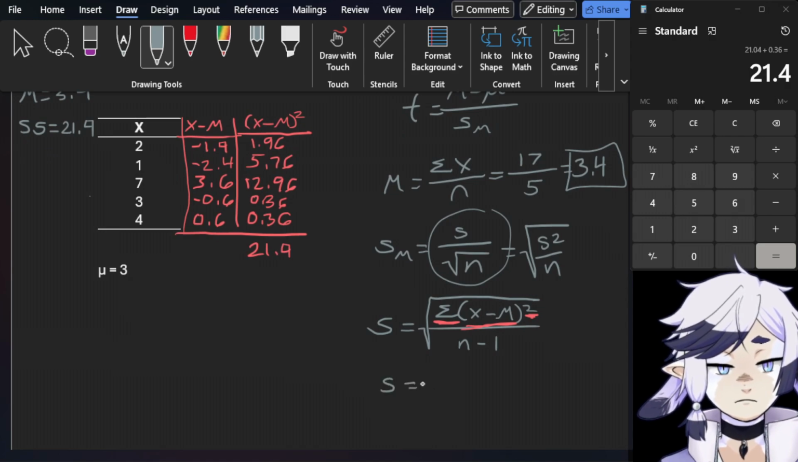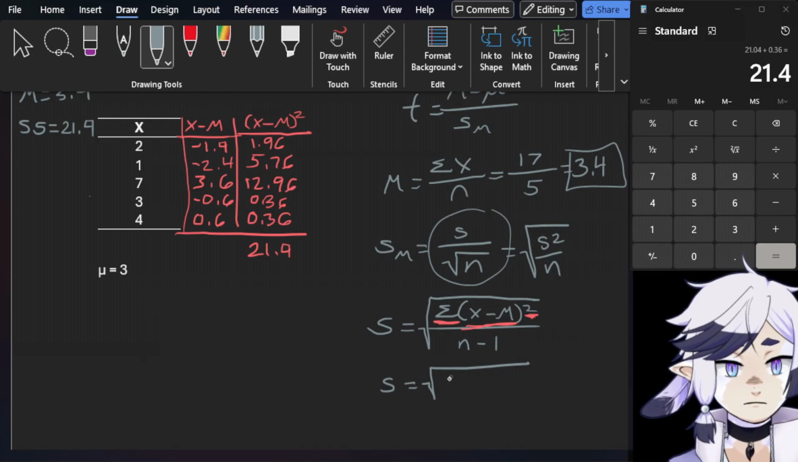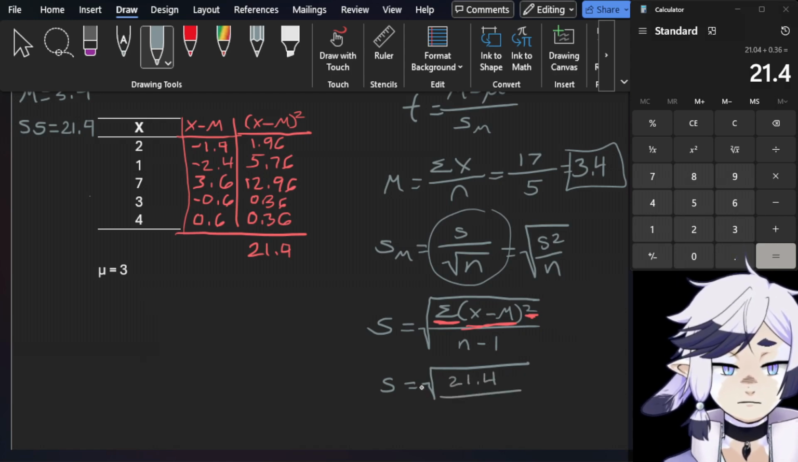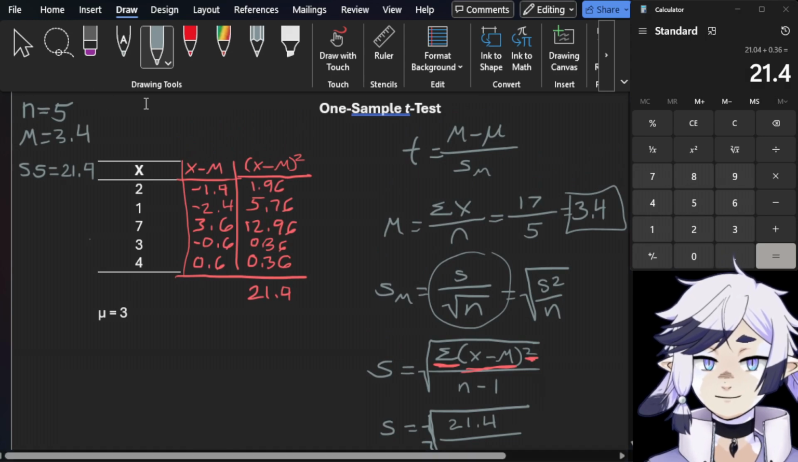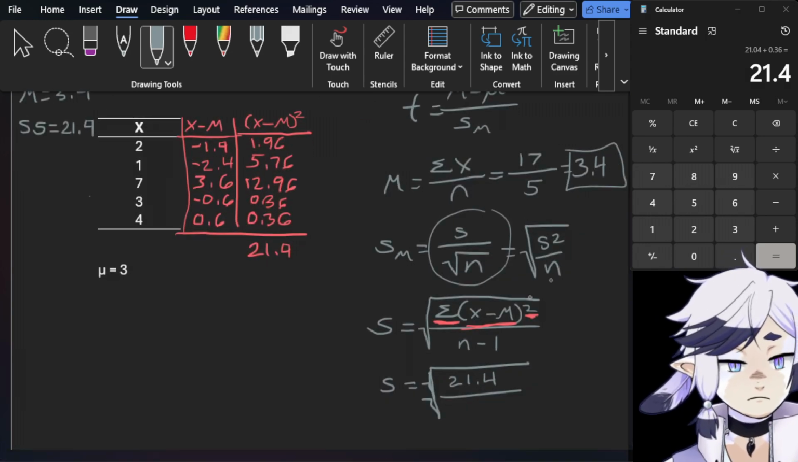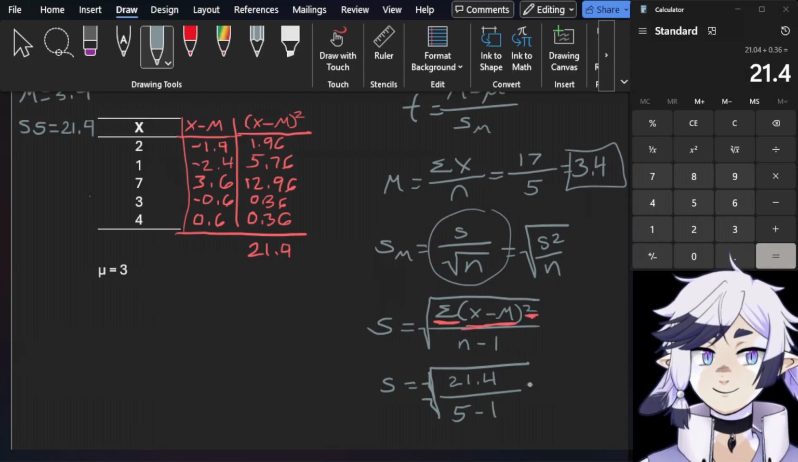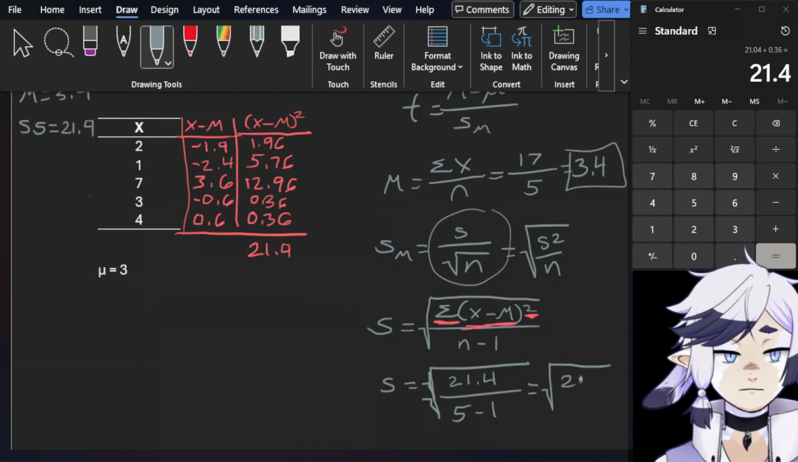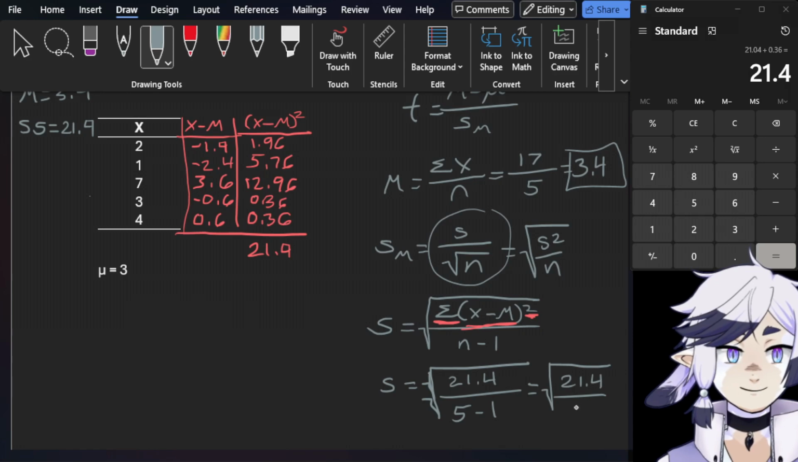S is equal to the square root of the sum of squares, which is 21.4, divided by our sample size, which is 5, minus 1. All right, let's simplify that down a bit. So that's going to be 21.4 divided by 5 minus 1, our degrees of freedom, which is going to be 4.